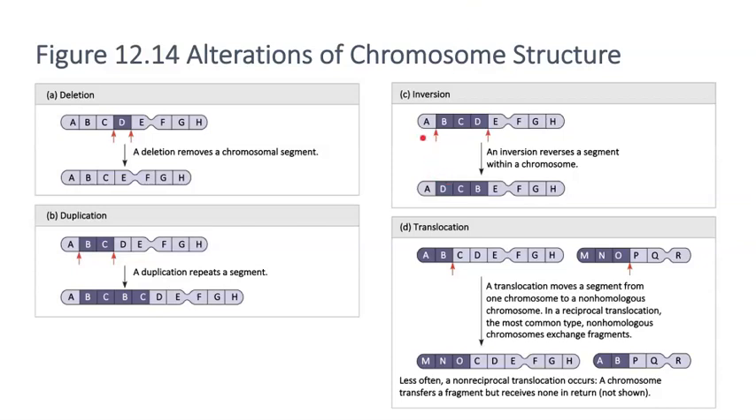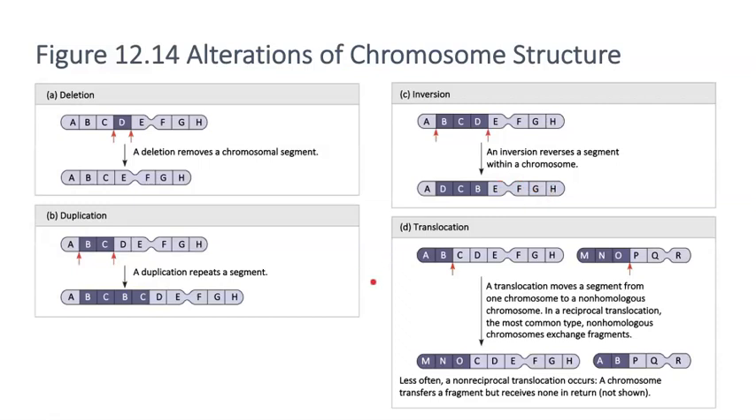The next one is an inversion. So whatever the sequence of genes were on that chromosome A, B, C, D, E, those get flip-flopped around. A, D, C, B, that section right there got flipped, and then the rest of it looks normal. So that's an inversion. Finally, we have the translocation.